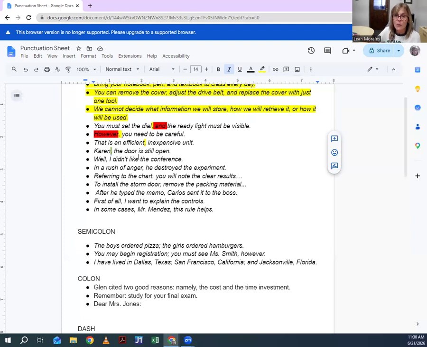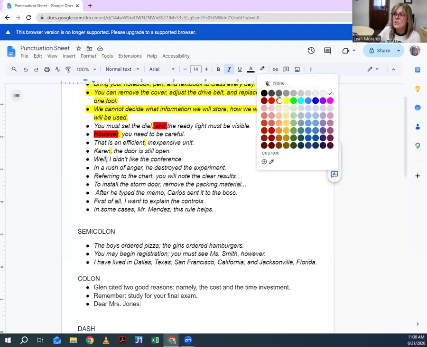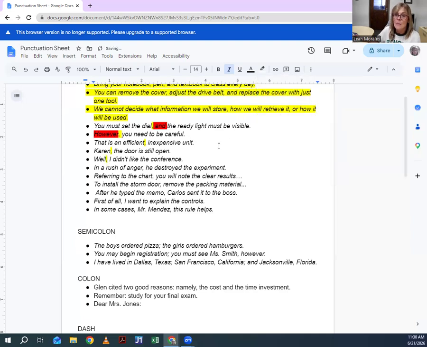Mild interjections. We learned about interjections. In this sentence, it's well. Well, comma, I didn't like the conference. Anytime you have an interjection like that in a sentence, the comma comes immediately after it.